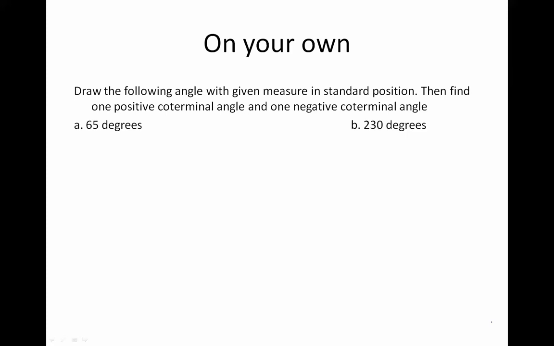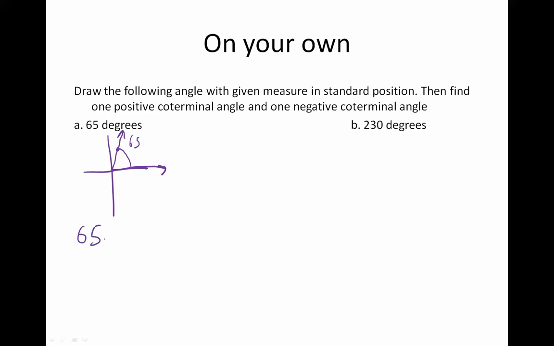You were supposed to draw the following angle with a given measure in standard position, then find a positive coterminal and a negative coterminal angle. So 65 degrees, we're going to measure out from the initial side. We know that 90 degrees is here, so it's not quite that far. Halfway would be 45, which means we're somewhere right around here-ish. So here is our 65-degree angle.